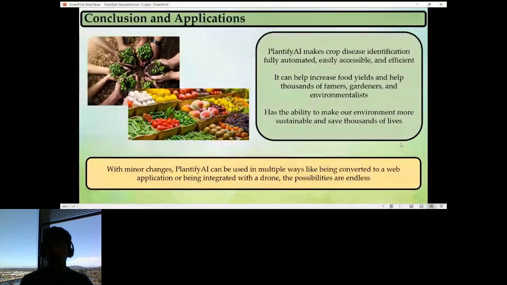It has the ability to save thousands of lives every year and promote the usage of tools. With minor changes, Plantify AI can also be converted for many purposes, such as a web application for easy access to concurrent multi-image diagnosis, or integrated with a drone for real-time automated surveillance of farms. The possibilities are endless. Thank you.